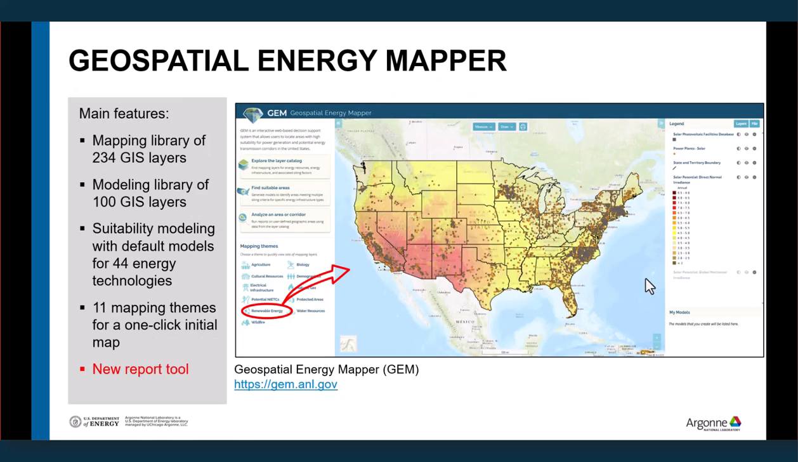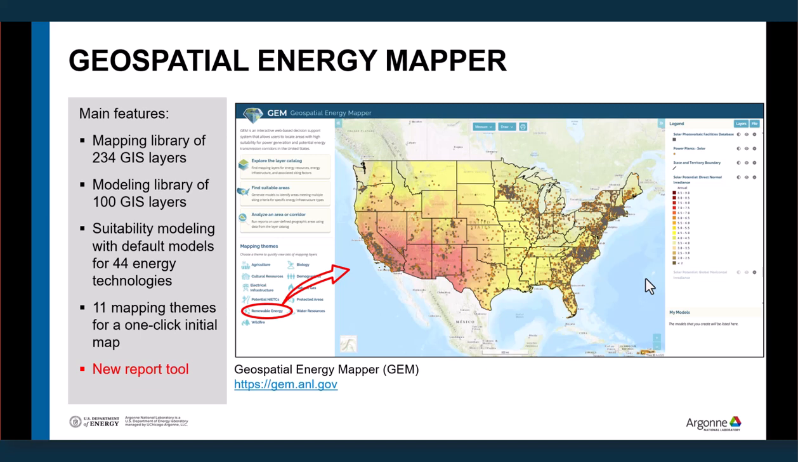So the main features of GEM include a large mapping library of geographic information system layers, and a few of those are depicted on the slide there. The library's scope focuses on data that's relevant for energy analysis. There's also a modeling library, and I'll get into that later, the difference between mapping and modeling data, but that library has 100 GIS layers in it. Those are used for the suitability capability, which is the next major feature.